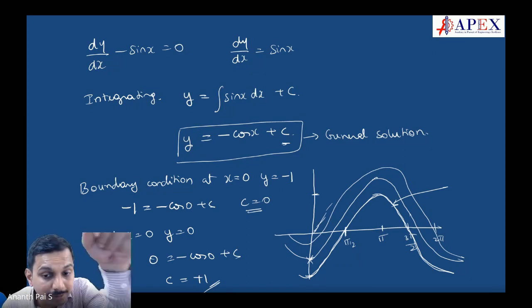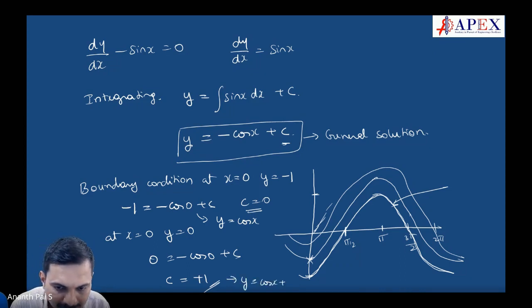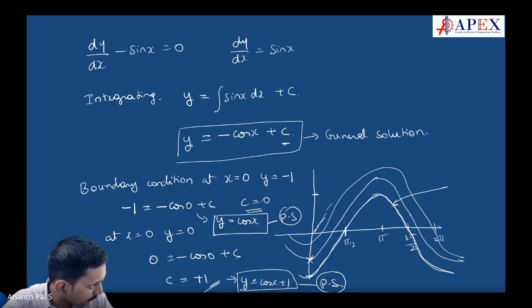You understand? When you put the boundary conditions, what do you get? The particular solution would be y is equal to cos x, or for this, y is equal to cos x plus 1. This one is the particular solution. Make sense? So when you put the boundary conditions on the general solution, you get the particular solution. Correct? Clear? Any doubts?